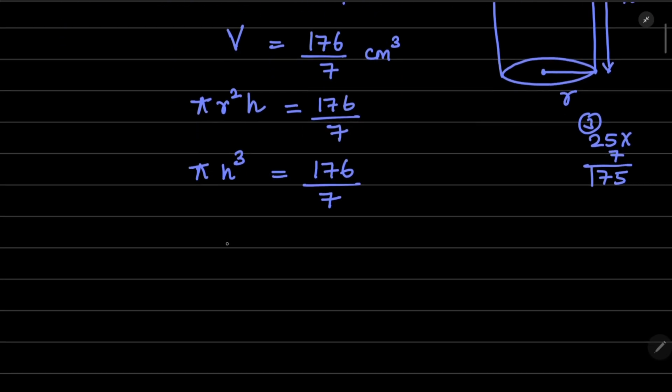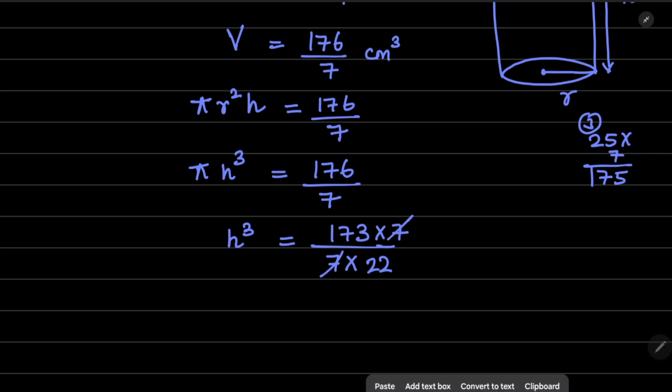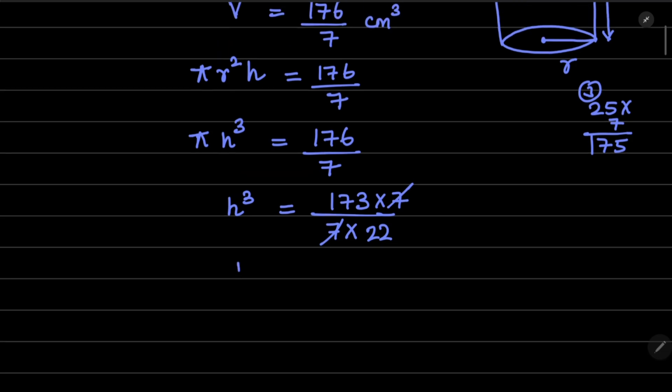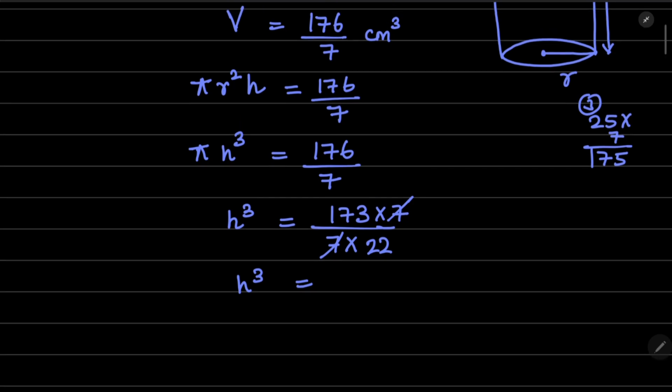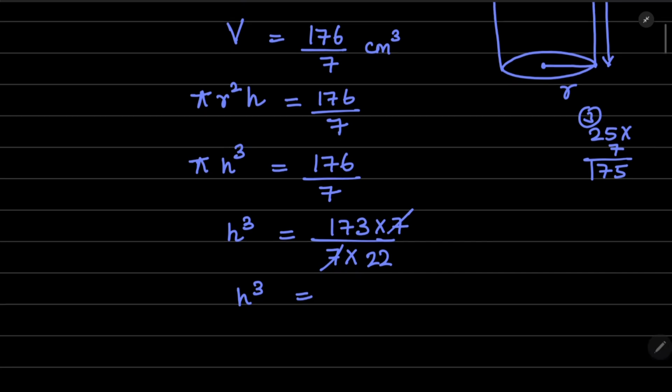Correct? And h cube is nothing but 176 divided by 7 multiplied by pi. So I am going to write pi as 22 by 7, and that 7 goes to the numerator here. So 7 and 7 will get cancelled. Right? So now what is h cube equal to, you have to divide and see. I made a mistake here, it is 176.